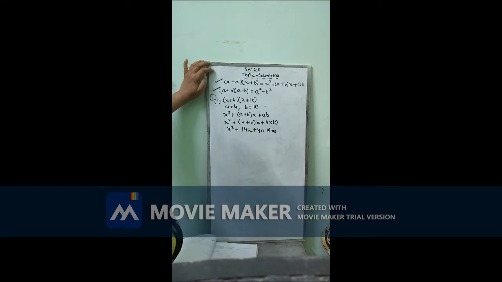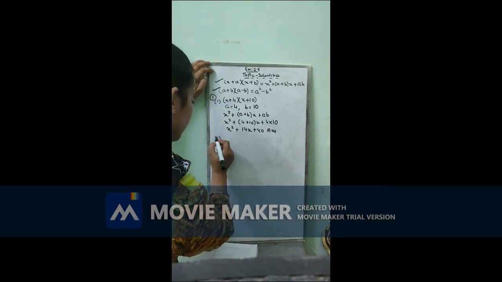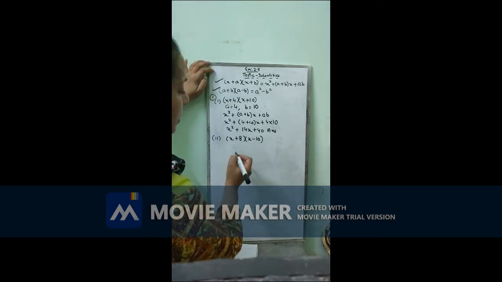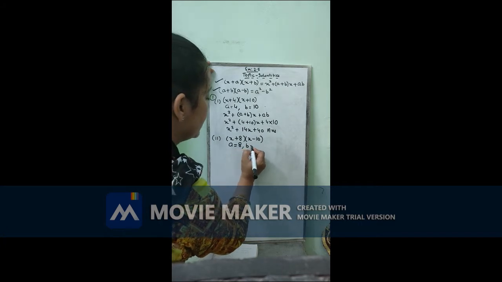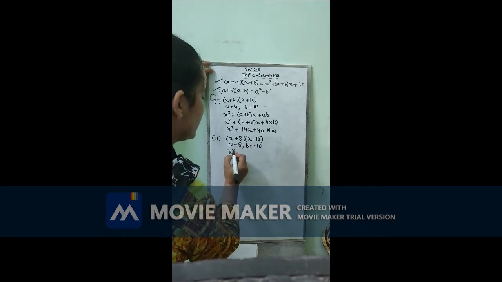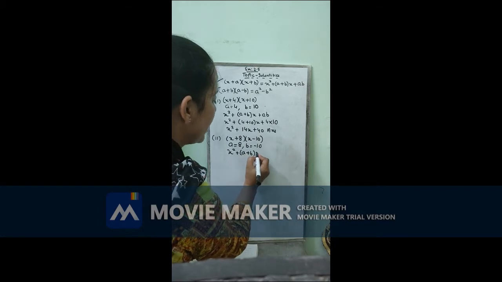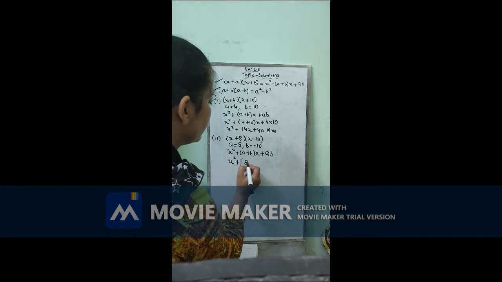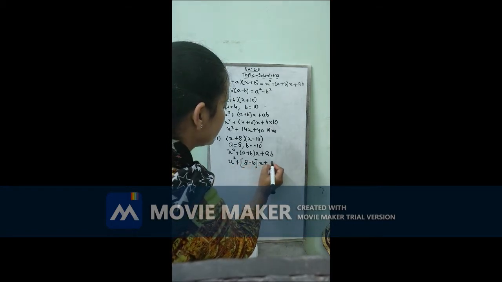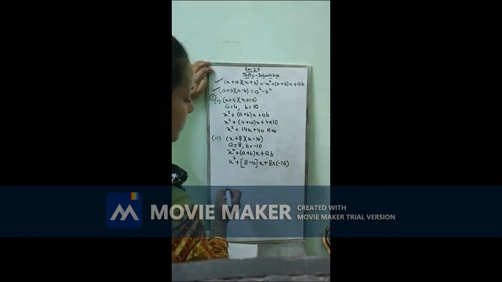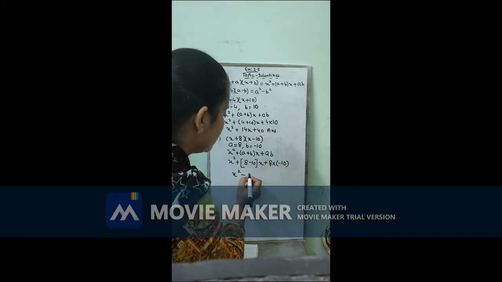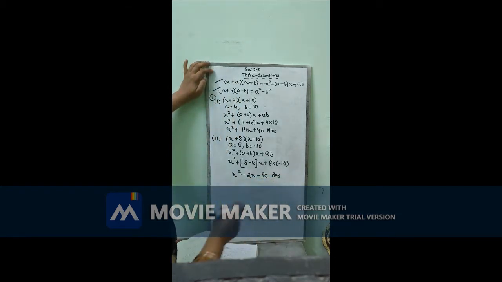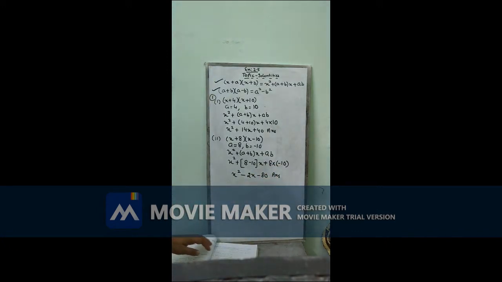Now in second part, (x plus 8) into (x minus 10). Again same identity. A is 8, b is minus 10. So x square plus (a plus b) into x plus ab. So x square is as it is. This is (8 minus 10) into x plus 8 into minus 10. Your answer will be, plus minus minus, x square minus 2x minus 80. This is the answer. Clear? Plus minus minus.